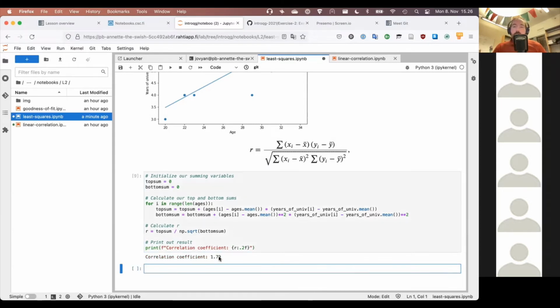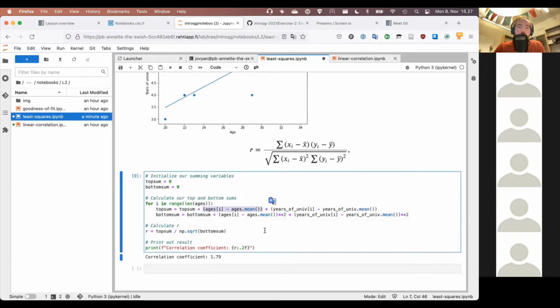correlation coefficient 1.79. Something went wrong because it should not be able to be bigger than 1. So what did we do wrong here? So we summed x of i minus x mean times y of i minus y mean, summed all that up. That should be our top sum. Ages of i minus ages dot mean times years of univ minus years of univ dot mean. That should be okay. And then bottom sum equals bottom sum plus ages of i minus ages mean squared. I think that also should be okay. And then top sum divided by the square root of bottom sum.